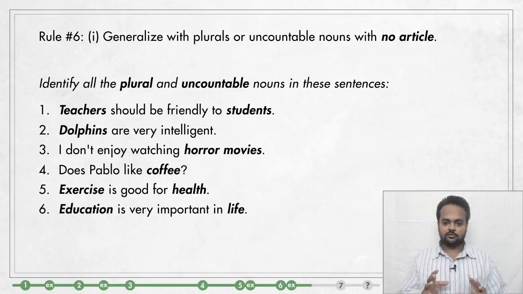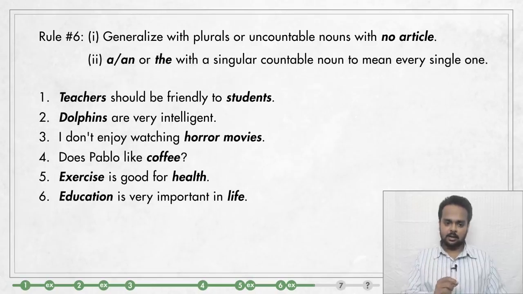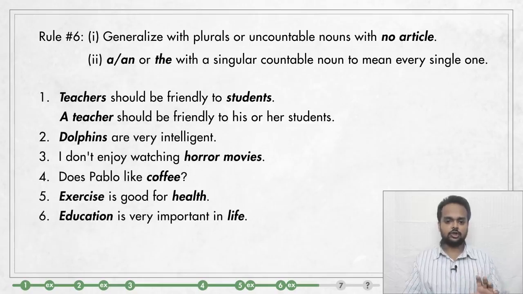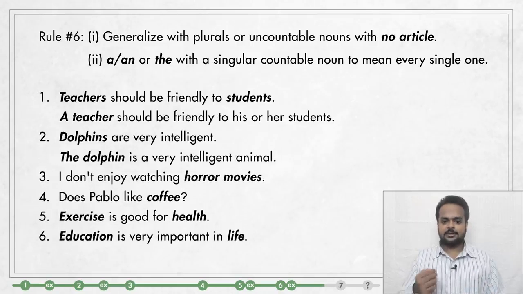Now, this is the common way of generalizing, but there's one other way of doing it. With countable nouns, you can generalize by using a or an with a singular countable noun to mean every single one. That is, every single member of a group. For example, a teacher should be friendly to his or her students. It has roughly the same meaning as when we say teachers, but it's slightly different because it's like saying every teacher should be friendly to his or her students. Here's one more example. The dolphin is a very intelligent animal. Again, same meaning as saying dolphins, but here we mean every dolphin.